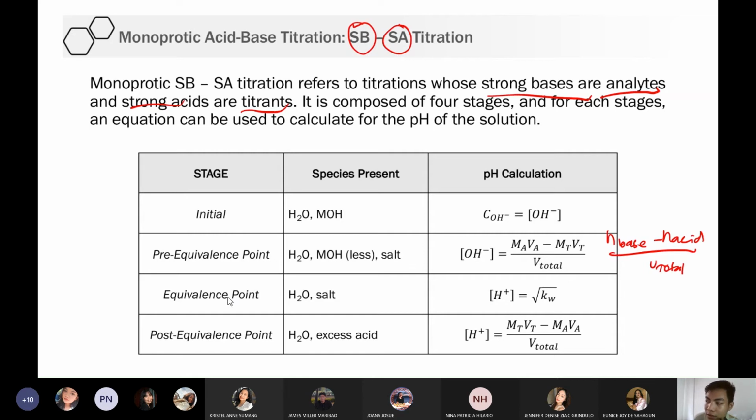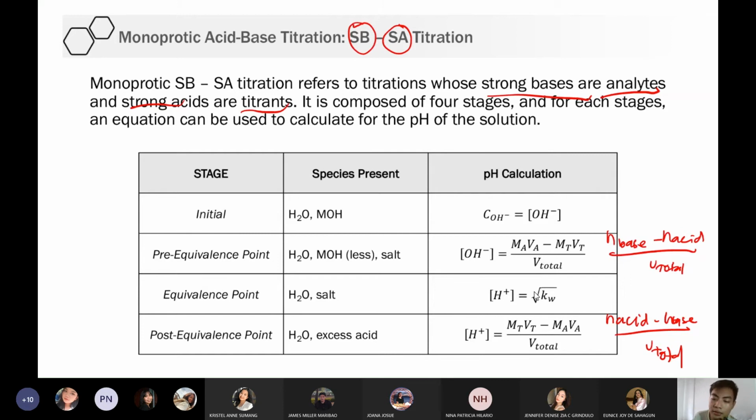Post-equivalence point tayo. So once you add more acid titrant, again, acid na yung titrant natin. So once you add strong acid na titrant, excess na yung acid, no? And to solve for the excess acid, that is the mole acid minus mole base divided by the volume total. Or in equation, that's MTVT minus MAVA divided by V total. It's the moles of your acid minus the mole of the base divided by the volume total. To get the pH, negative log lang yan.